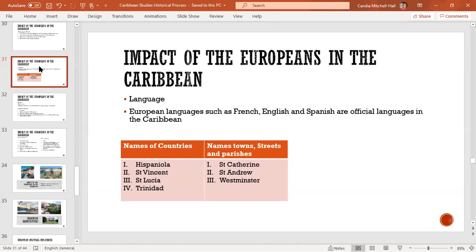Names of countries. Today in the Caribbean we still have European names of countries, for example, Hispaniola, St. Vincent, St. Lucia, Trinidad. These are all European names, right?